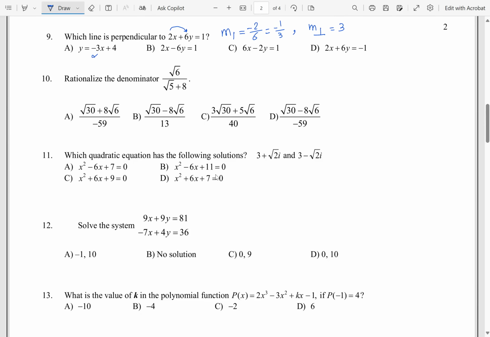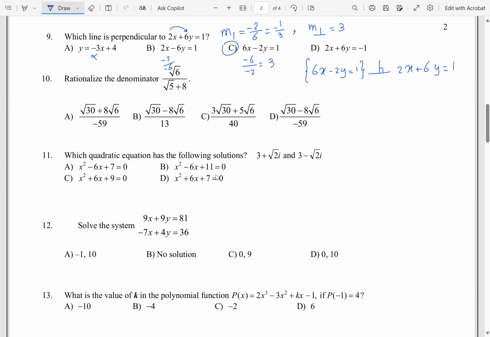This is -3, no. This is -2 over -6, no. This is -6 over -2, equal to 3, yes. So this line, 6x minus 2y equals 1, is perpendicular. When you graph it, this line will be perpendicular to, and intersect with, the given line 2x plus 6y equals 1.